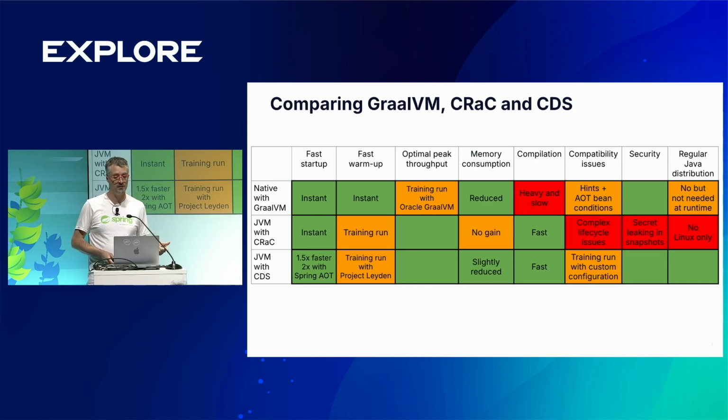You get optimal peak throughput. You get a slightly reduced memory consumption, fast compilation. You have just a bit of training run custom configuration to do to avoid early database interaction, but that's it. You don't have security issues. It's already available in your regular JVM, and that's why it's more easily actionable for your project.